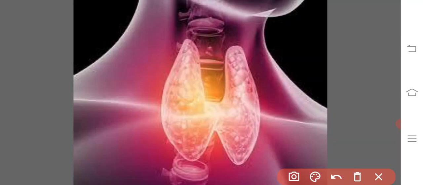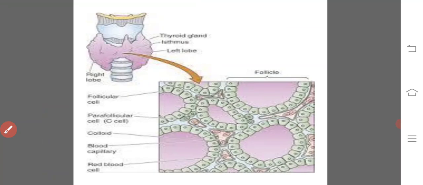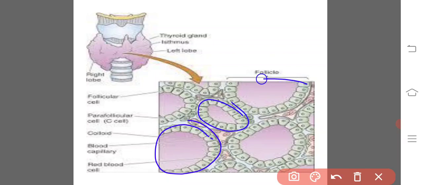If you see the internal structure of the thyroid gland, have a look at this diagram. We have taken a section of the thyroid gland. This thyroid gland contains numerous follicles. These are the different follicles of the thyroid gland, which are pear-shaped, and the walls of the follicles are composed of a single layer of cuboidal epithelium tissue.